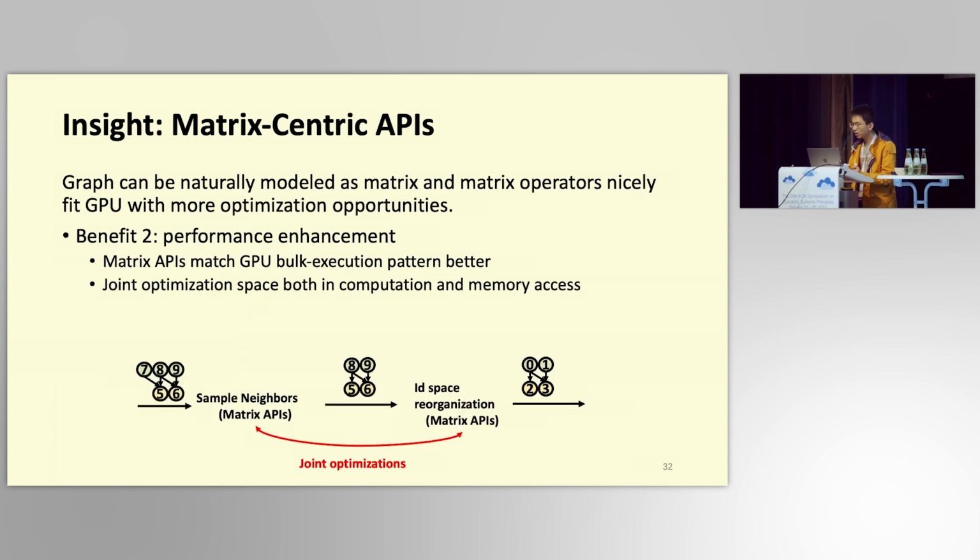And secondly, we can apply many matrix optimizations, including computation-wise ones such as operator fusion and elimination, and memory-wise optimizations, such as selecting the proper format for the sparse matrix. And also, we can explore a joint optimization space for maximizing the performance of the pipeline.